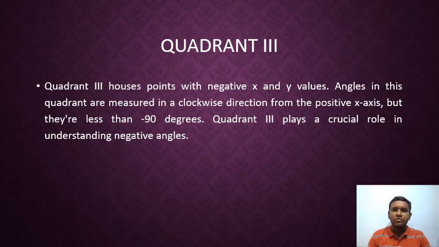Now moving on to the third quadrant. Quadrant 3 houses points with negative x and y values. Angles in this quadrant are measured in a clockwise direction from the positive x-axis, but they're less than minus 90 degrees. Quadrant 3 plays a crucial role in understanding the negative angles, as this is where the angles turn negative when it is coming through the anti-clockwise direction from the positive x-axis, which is from the first quadrant.